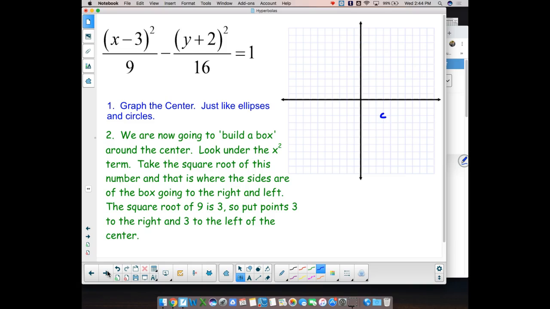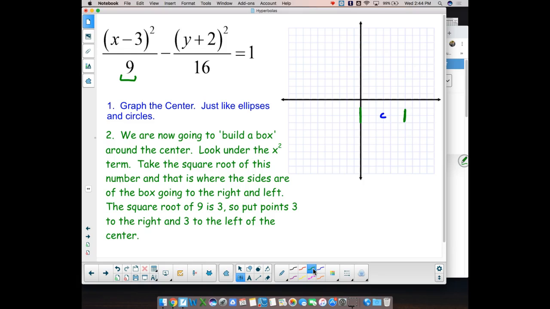Okay, so take the square. So we're going to look under x squared. So under the x squared term, well, that's a, right? So I'm looking at my a value. My a squared term is 9. So what's my a then? 3. So I'm going to go from my center. I'm going to go left 3, and I'm going to go right 3. 1, 2, and 3. 1, 2, and 3. Okay. Now I'm going to put a line. I'm not going to put a dot. I'm going to put a line here because I'm building a box. Okay.